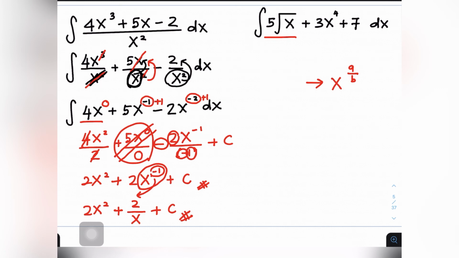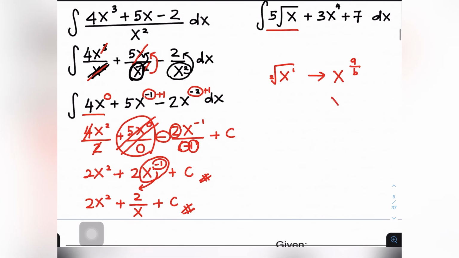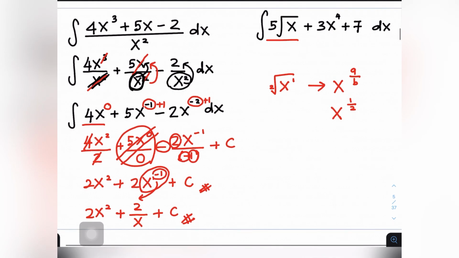Okay, for example, now you have x to the power of 1, square root 2. So your a is 1, your b is 2. So when you want to change it into power, it will become x to the power of 1 over 2. Okay, x to the power of 1 over 2.